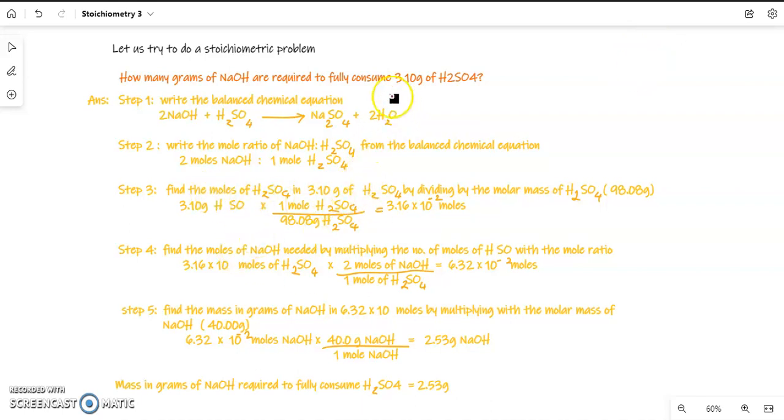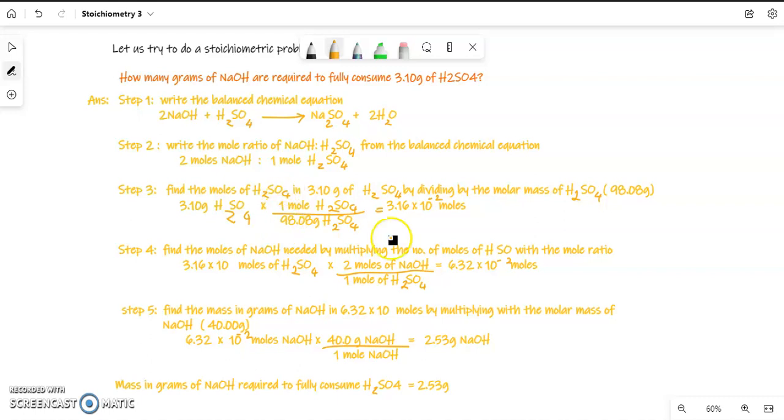So first we have to convert 3.10 grams of sulfuric acid to moles of sulfuric acid by dividing by its molecular mass. Its molecular mass is 98.08. Sulfuric acid, the molecular mass is 98.08. So we find the moles of sulfuric acid in 3.10 grams of sulfuric acid by 3.10 times 1 mole of sulfuric acid divided by 98.08 grams of sulfuric acid.